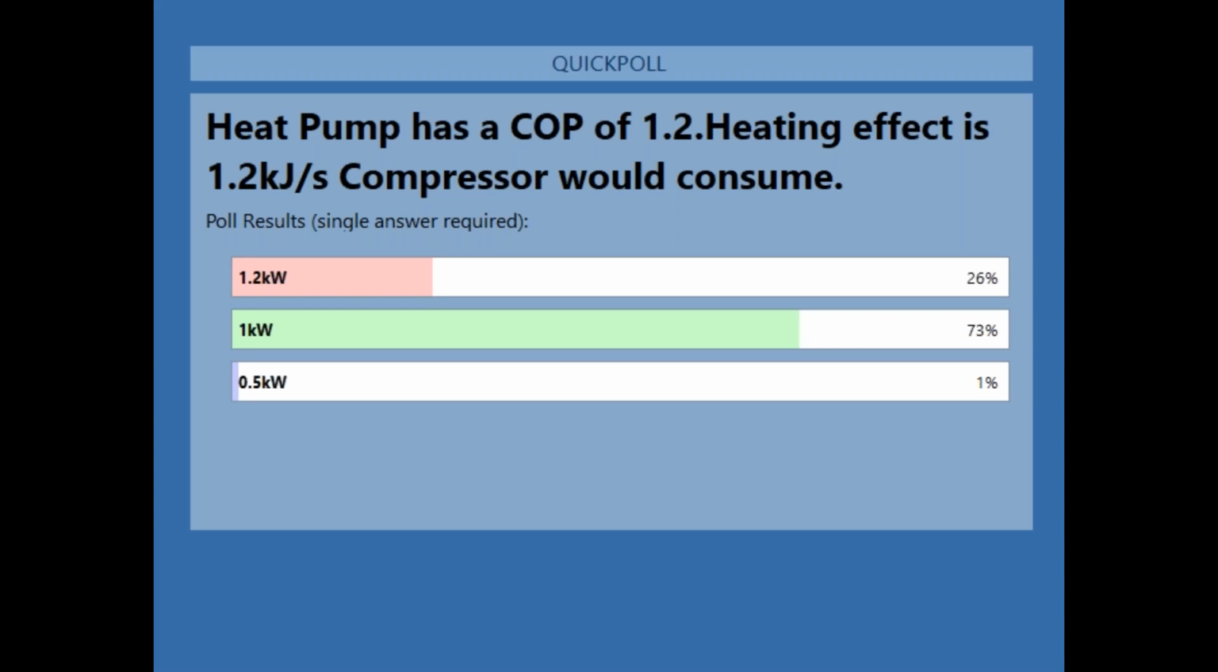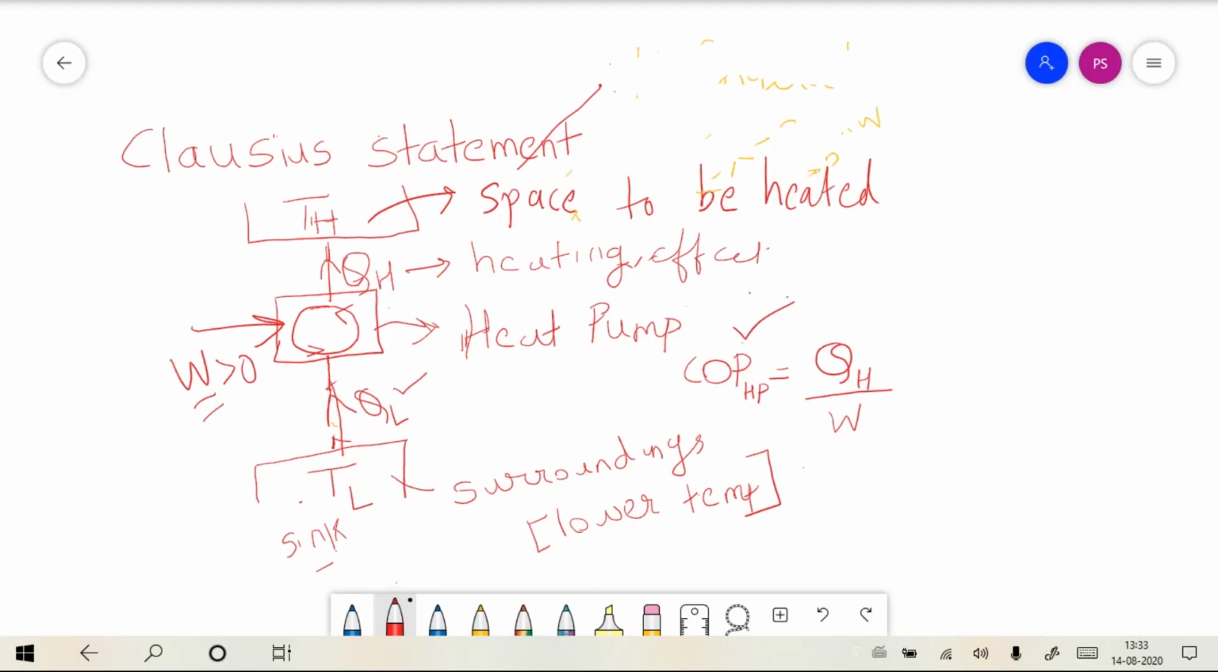Let me hide this now and once again, in a quick manner, tell you the answer. So what is the answer? The answer is, W was how much? What is asked?